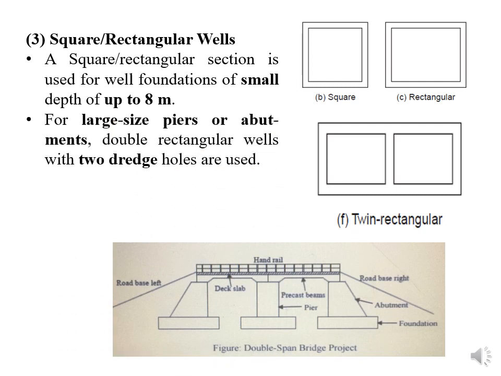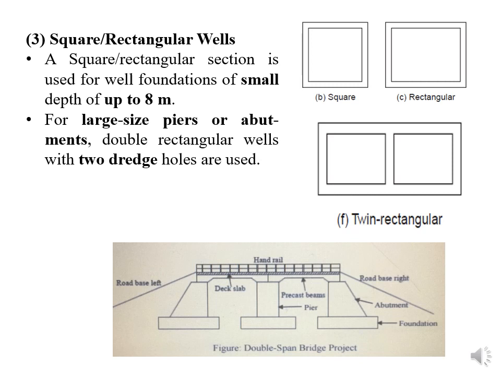For large size piers or abutments, pier or abutment I have already told you in the previous slides. Abutment is the end part of the bridge, where the pier is available. So for large size piers or abutments, double rectangular wells with two dredge holes are used. Two dredge holes means two rectangular wells or two square wells, so two dredge holes are there. You are going to use the dredger for excavating the materials from both the wells.